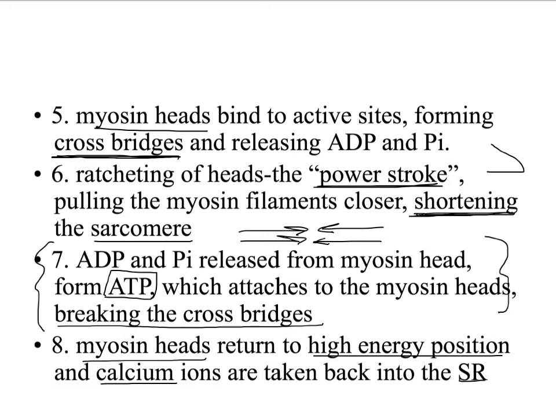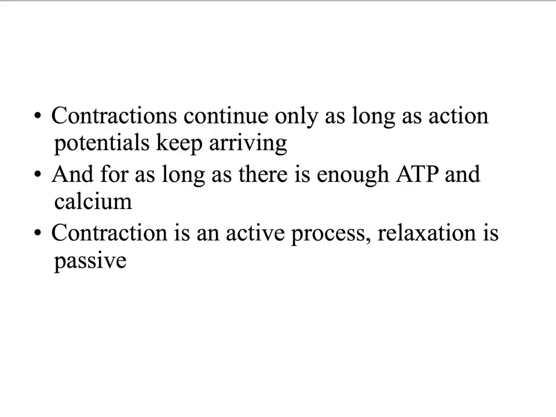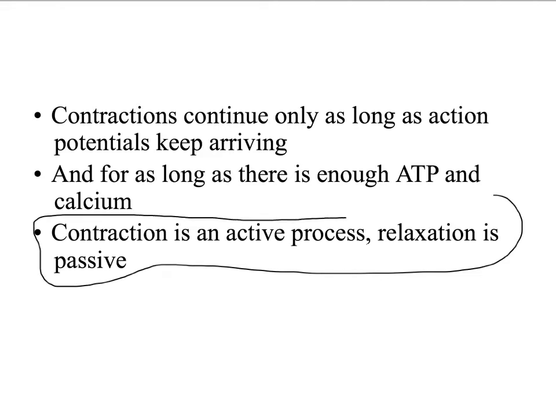So those 8 steps you need to be able to put in order, talking about the sliding filament theory of muscle contraction. Understand, especially this bottom point right here. Contraction is an active process. Relaxation is passive. In other words, when you're moving a muscle, for you to actually do anything, you contract it. It relaxes when you stop contracting. So this takes energy, it takes ATP, this does not.